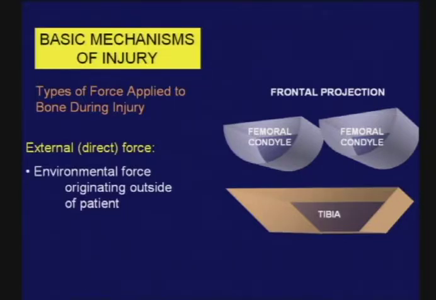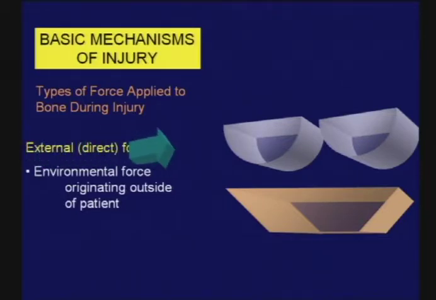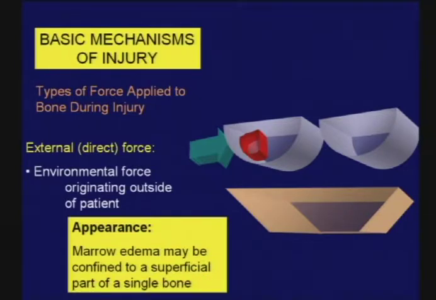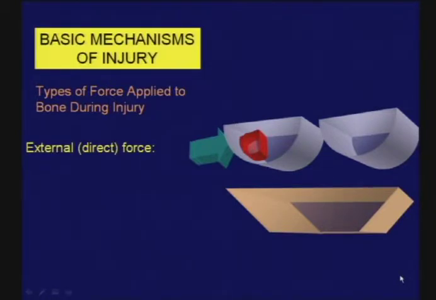Let's look at an external force. Here comes the external force. We'll have it strike one of the femoral condyles. The typical pattern of marrow edema will be confined to a superficial part of a single bone. And although it may extend to the subchondral bone, it dominates away from that extension. So typically, the sphere of influence is at a distance from the subchondral bone.